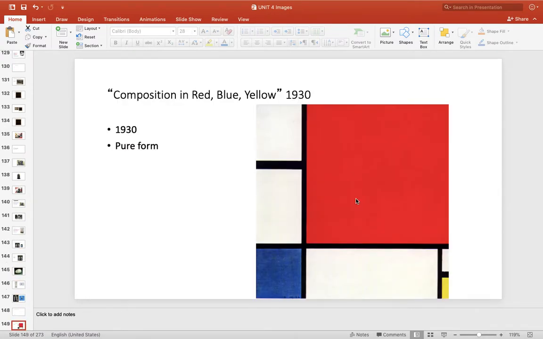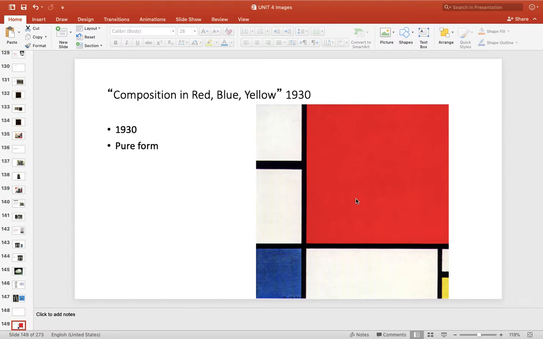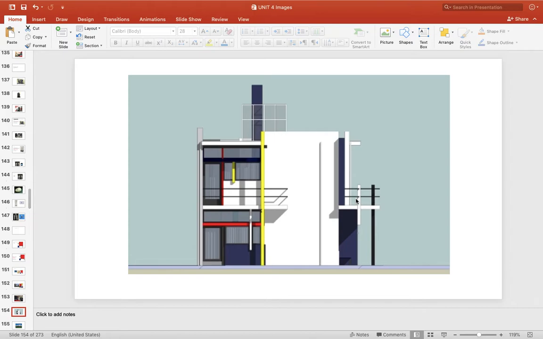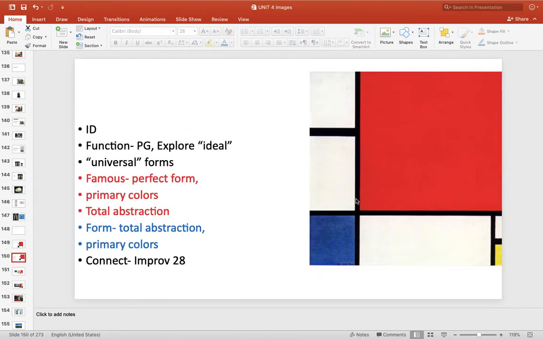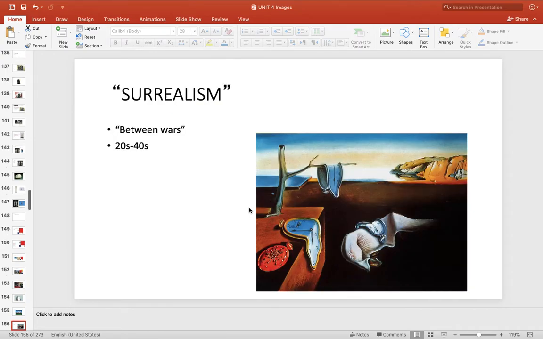All right, Composition in Red, Blue. Okay, after World War I, the disaster, there are some utopians that want to create a perfect world. Composition in Red, Blue, and Yellow by Mondrian. All right, what's going on here with Mondrian? He'll be very influential for architecture and other things. He is exploring what he called ideal universal forms, abstract perfection that he will put into a work of art. So it's famous for perfect form, primary colors, total abstraction. The form, total abstraction, primary colors. Similar to Kandinsky. We'll do this one later.